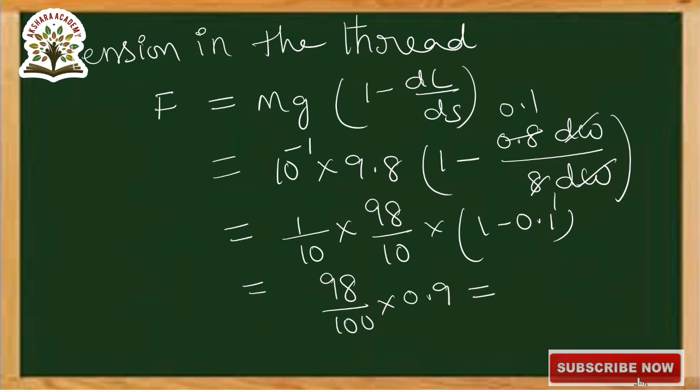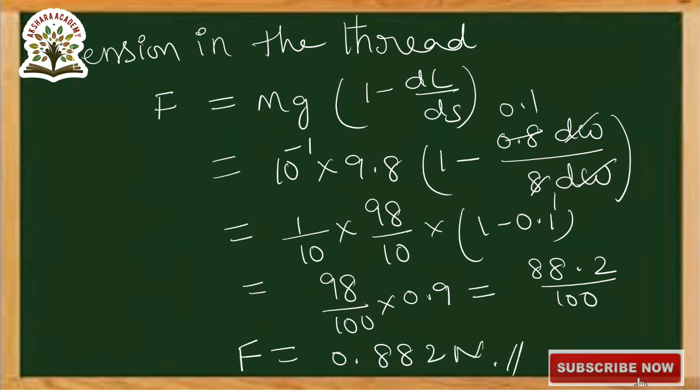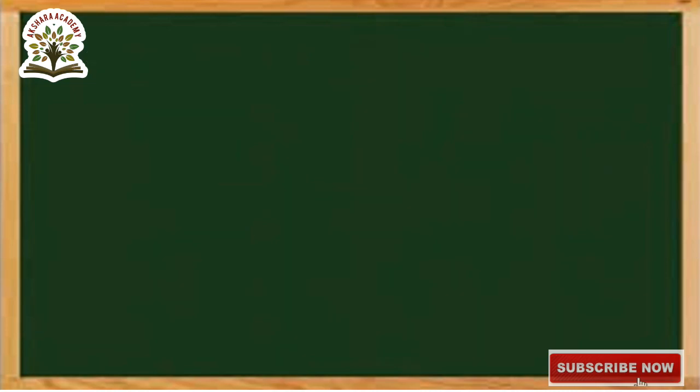98 into 0.9 becomes 88.2 by 100, that equals 0.882 newtons. This is the tension in the thread, F equals 0.882 newtons. Okay, next we will go to the next question.